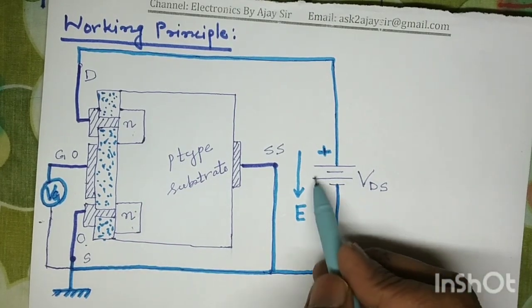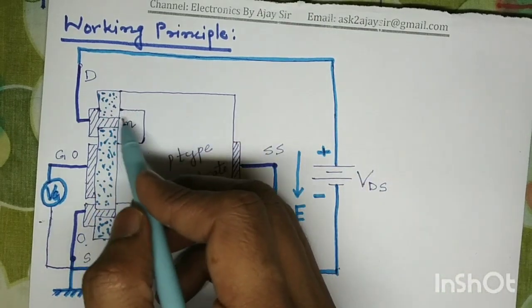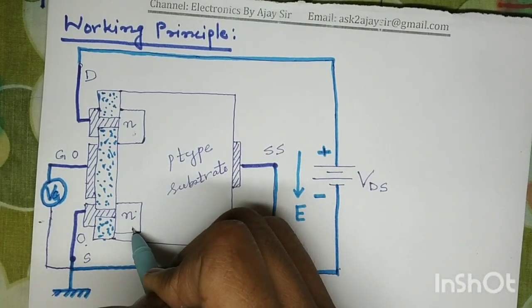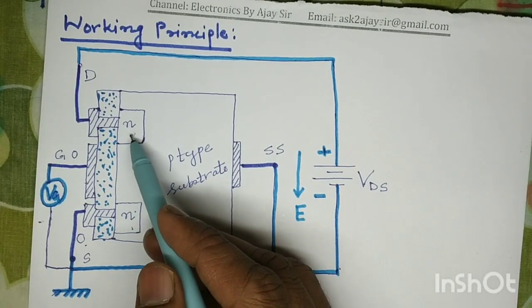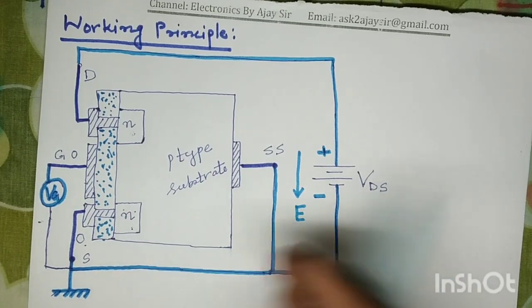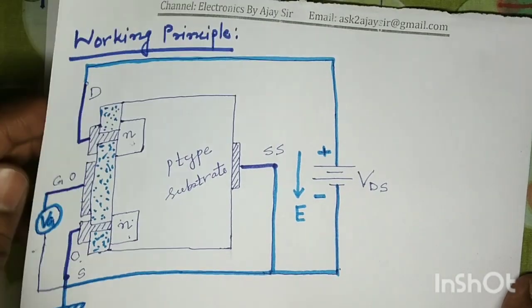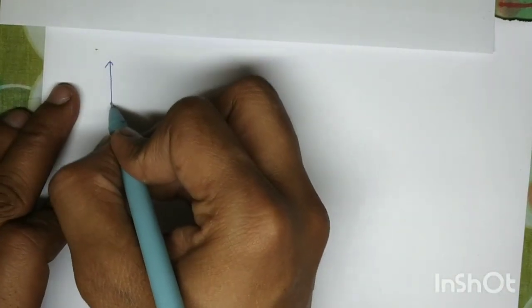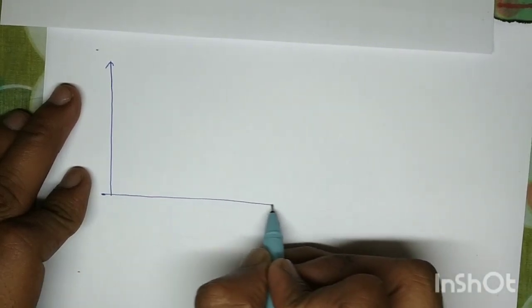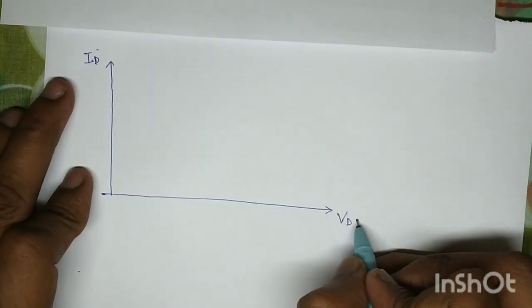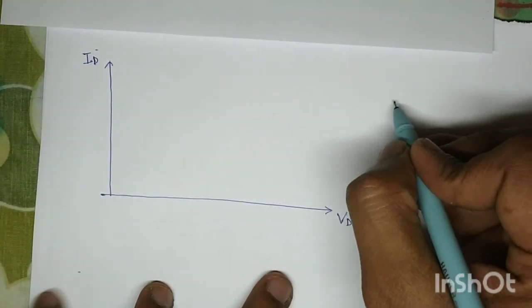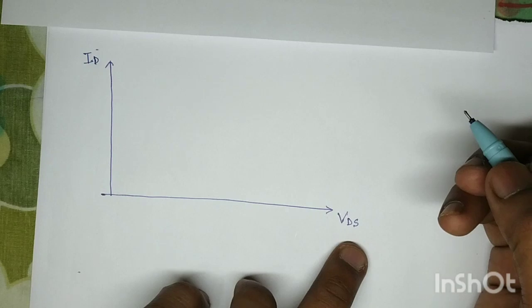And even if this VGS is positive, no current conduction will take place between this n region and this n region, since there is no channel between them. So we will plot one characteristic, that is the ID versus VDS characteristics. This ID represents the drain current and VDS represents the potential difference between the drain and the source terminal.